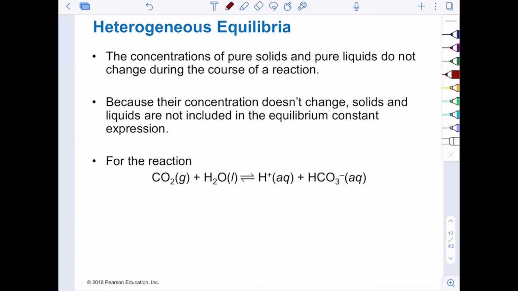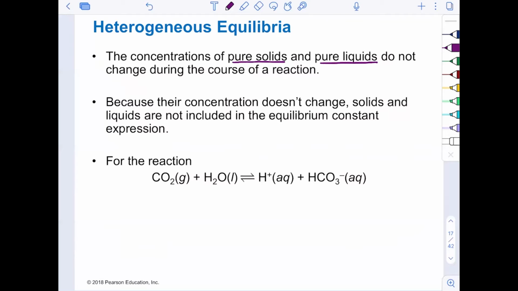If you have reactions that involve many different types of species, gases, liquids, aqueous, things like that, concentrations of pure solids and concentrations of pure liquids do not change during the course of the reaction. They are not in a solution, they are pure. And so therefore we leave them out of the equilibrium constant.